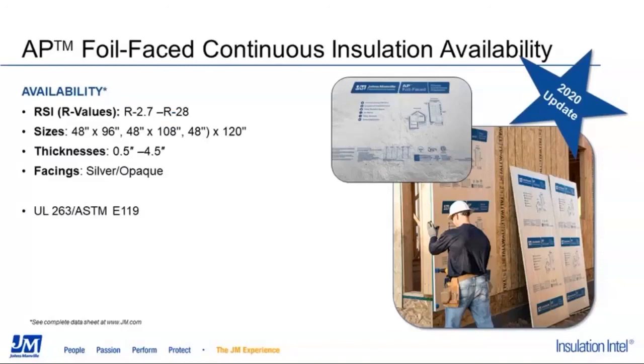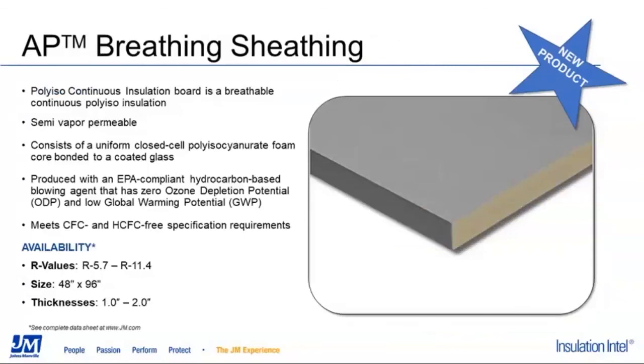And lastly, another new offering, just a few months old here, would be our AP breathing sheathing. Really the same material as the AP foil, except this has a coated glass facer that is vapor permeable. So for you folks specifically in Canada, typically are putting poly on the inside of your buildings. After you put the cavity insulation in, there's usually a layer of poly to help manage vapor.